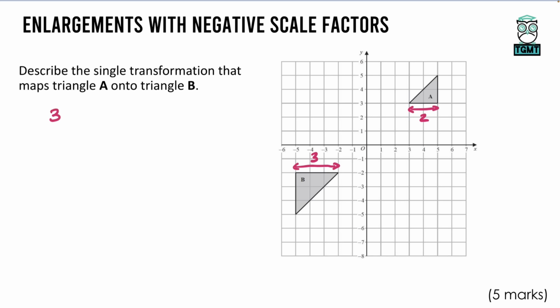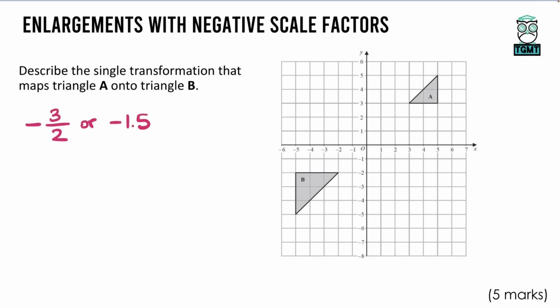So to find the scale factor, we could either write that as a fraction, 3 divided by 2, or you could type that into your calculator or convert it into a decimal. So our scale factor is 3 over 2, but it's a negative scale factor, so it's minus 3 over 2, or minus 1.5.